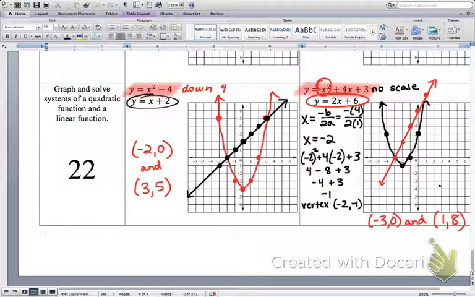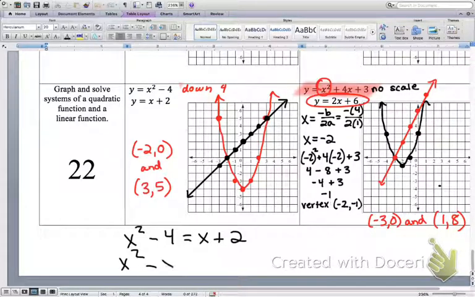You can also solve these algebraically. So if we look at the first one, they're both equal to y, so that means they can be equal to each other. So we do x squared minus 4 equals x plus 2. Get everything to the left. x squared minus x minus 6 equals 0. I'm not going to do this out, but then you would factor and solve for the x's and then get the corresponding y's by plugging it back in. You would do the same exact thing for example 2.